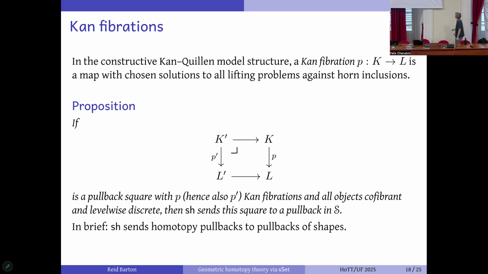And now the thing that we would like to prove is that if I have a pullback square in simplicial sets of a confibration, so P from K to L, let's assume this is a confibration. Then P prime will also be because it's a pullback of P. And if all the objects in this diagram are things that I can take the shape of, so they're cofibrant and level-wise discrete, then I want to prove that once I take the shape, I get another pullback square in the shapes, in the subunits of shapes or as types. Right, so in brief, the shape operation should send these homotopy pullback squares to pullbacks of shapes.